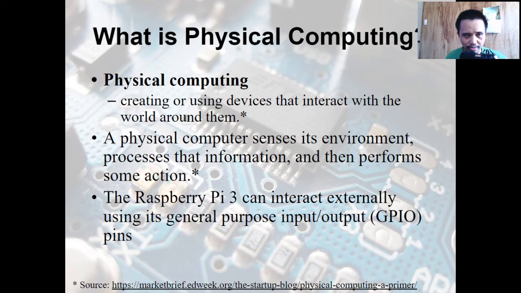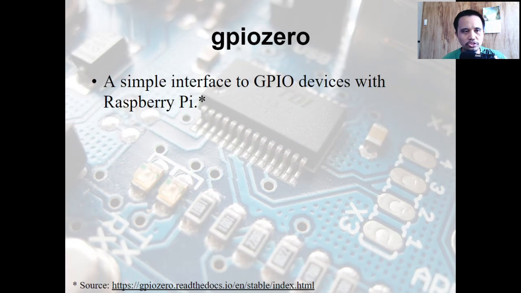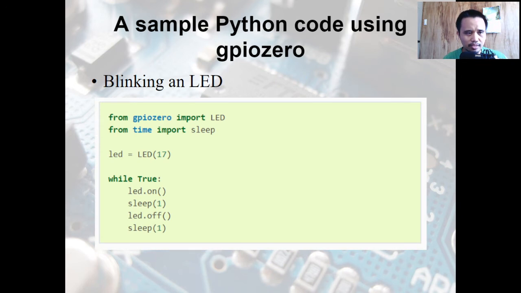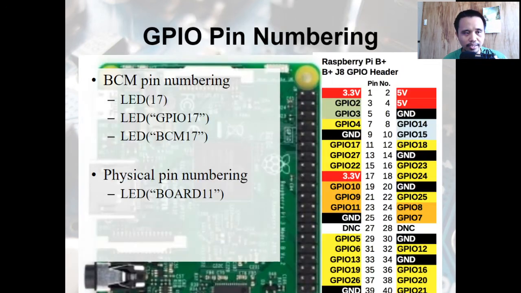Ideally, physical computing is where we create or use devices that interact with the world around them. And for our purpose, we've been using the Raspberry Pi 3. And then I also introduced to you the GPIO Zero library, which we use to interface the GPIO devices for the Raspberry Pi. Here is a sample code in blinking an LED. Then this part explains the different ways we set the pin numbering of the GPIO pins.